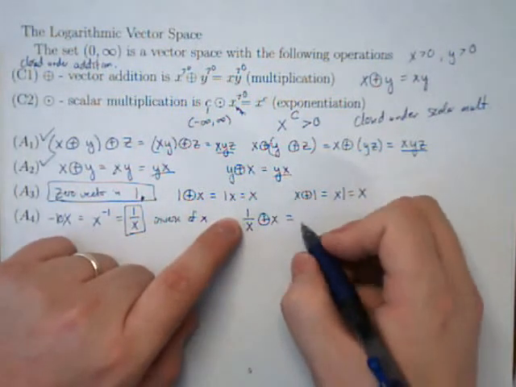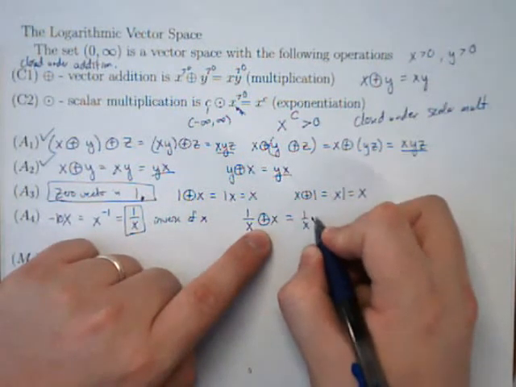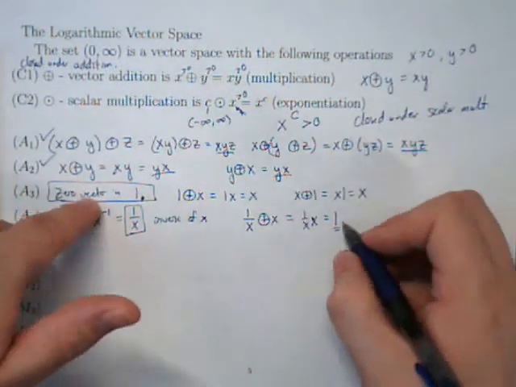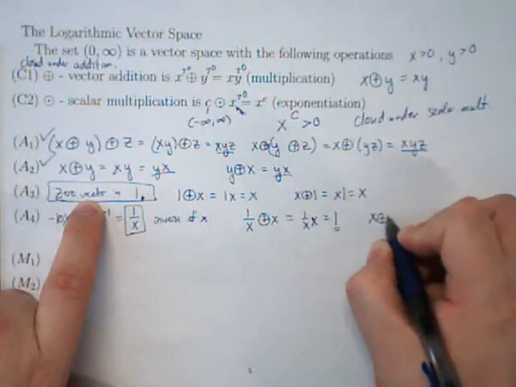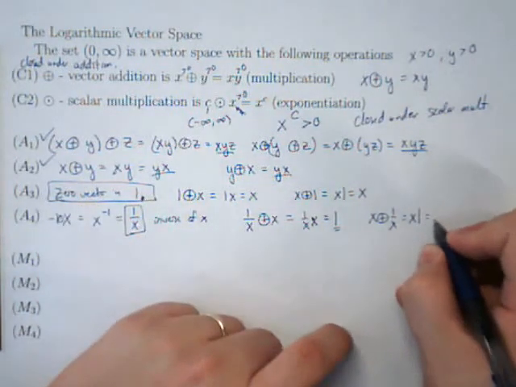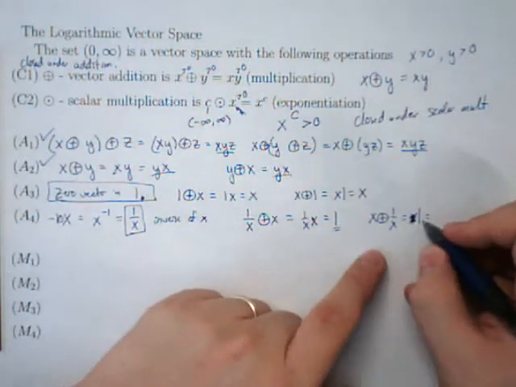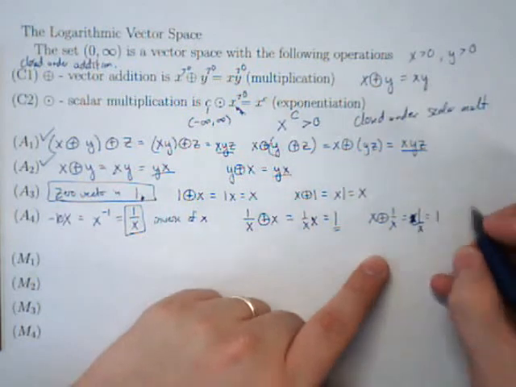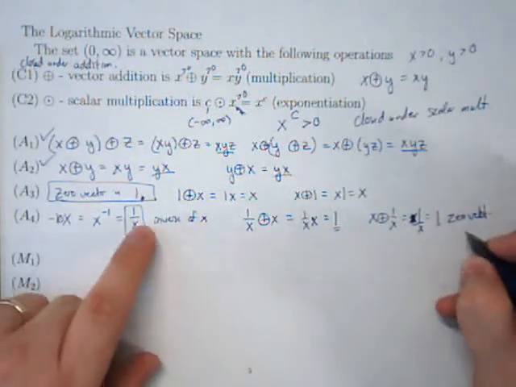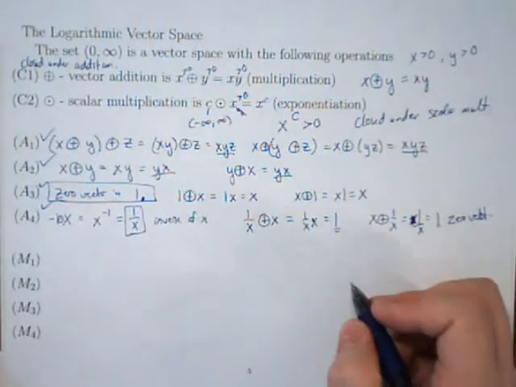If I add these together, I get x times 1 over x. Remember, addition is multiplication, which is 1, which is the 0 vector. Similarly, you get the same thing if you do 1 over x plus x, which is again 1, the 0 vector. So we have additive inverses, the 0 vector, and addition holds. We've got all 4 of those axioms holding.